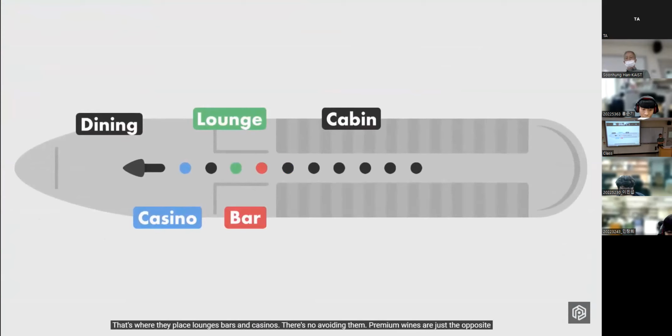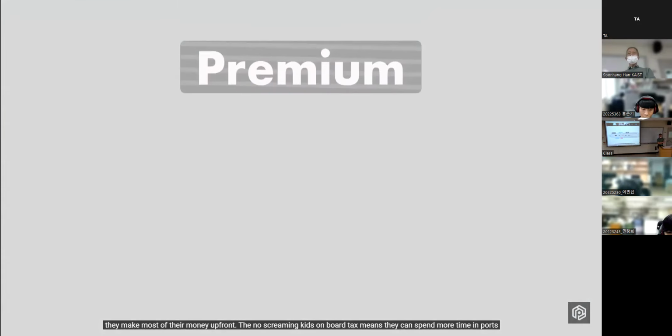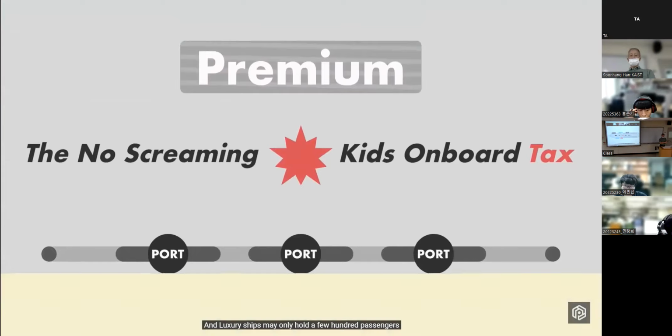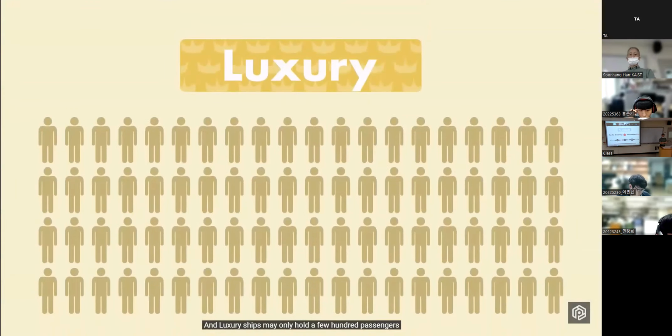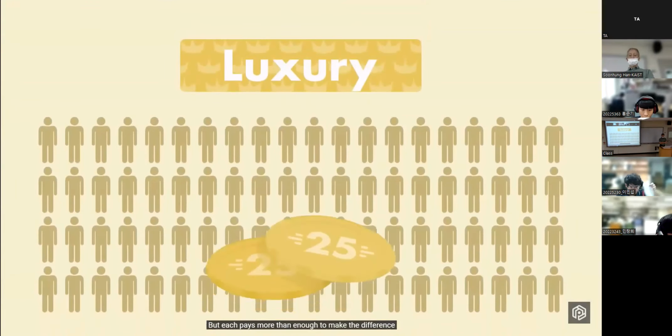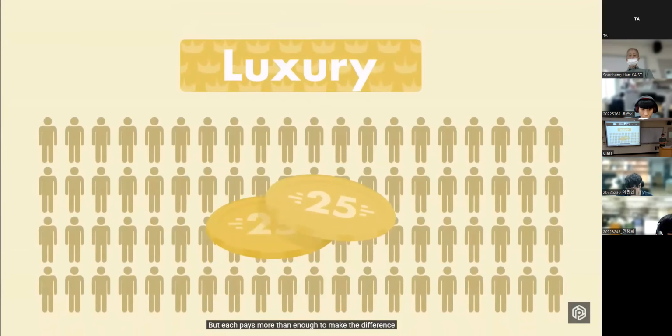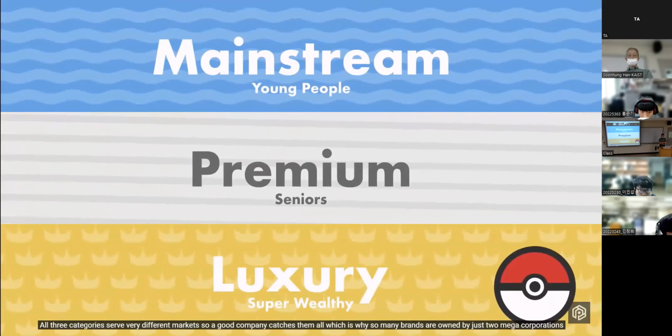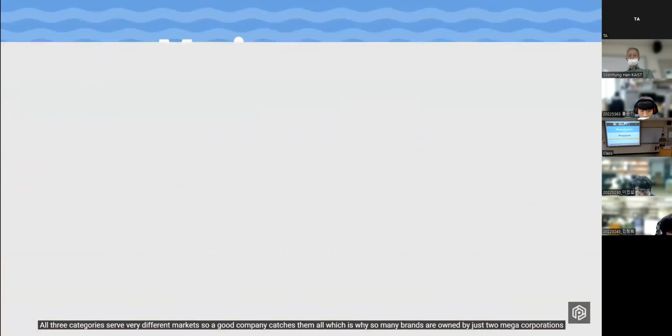Premium lines are just the opposite. They make most of their money up front. The no screaming kids on board tax means they can spend more time in ports. And luxury ships may only hold a few hundred passengers, but each pays more than enough to make up the difference. All 3 categories serve very different markets, so a good company catches them all, which is why so many brands are owned by just 2 mega corporations.